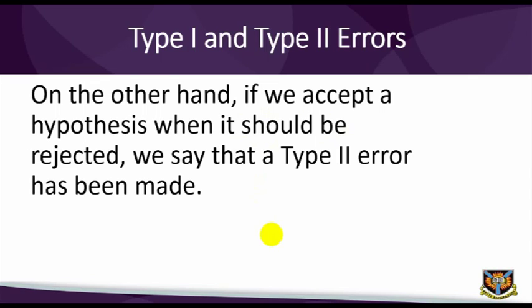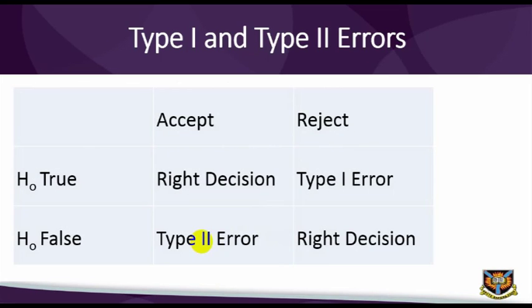H not true. Accept: right decision. Reject: Type 1 error. H not false. Accept: Type 2 error. Reject: right decision. Note that Type 1 error is more serious than Type 2 error.